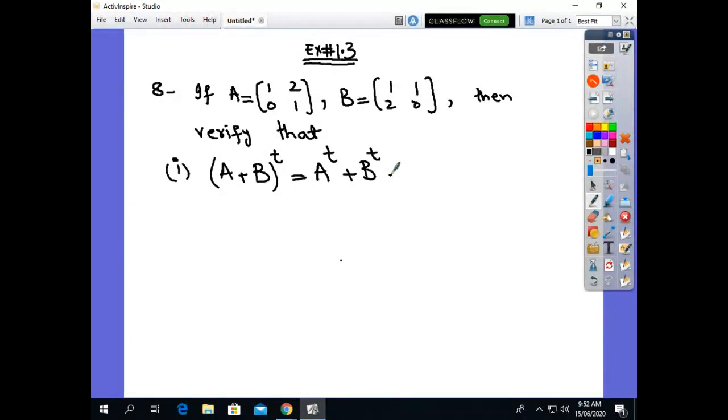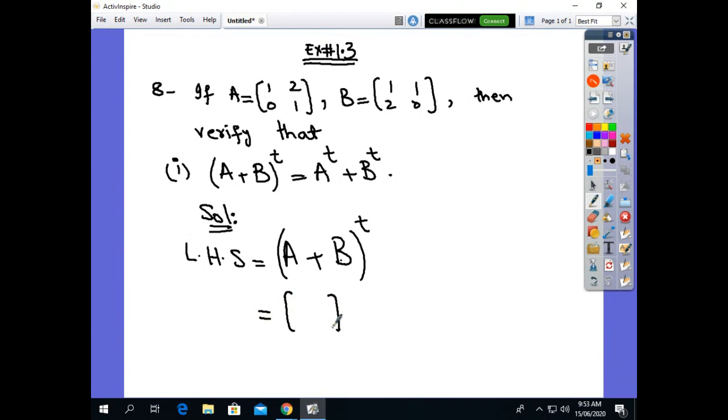Here we are to verify that this left hand side, (A plus B) transpose, is equal to A transpose plus B transpose. Now first of all we write left hand side. Left hand side is (A plus B) whole transpose. Instead of A we write matrix A, which is [1, 2; 0, 1], plus instead of B we write matrix B. What is matrix B? [1, 1; 2, 0], and taking transpose on whole.